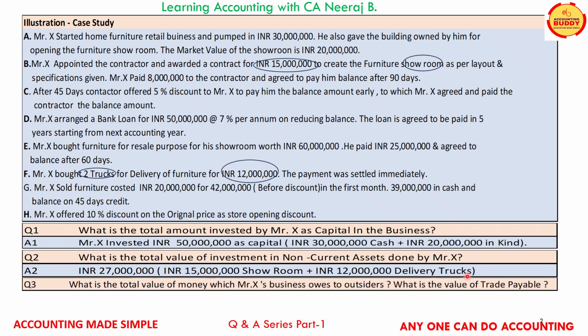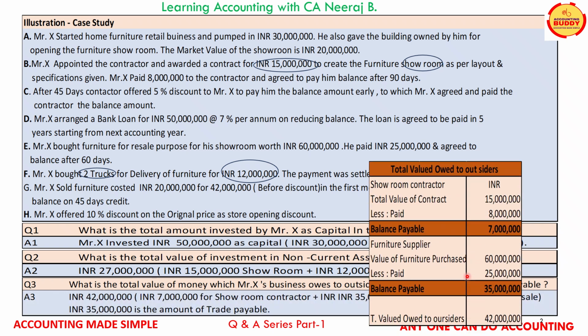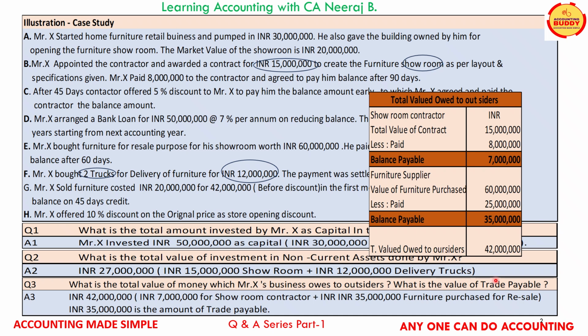Question number 3. What is the total value Mr. X business owes to the outsider and what is the value of trade payables? Now the total value owed by Mr. X business to the outsiders is 42 million. 7 million he owes to the contractor and 35 million he owes to the furniture supplier. So 42 million is the total amount outstanding which is owed by the business to the outsiders. Now as far as trade payables are concerned, Mr. X's business owes 35 million to the supplier of the furniture.